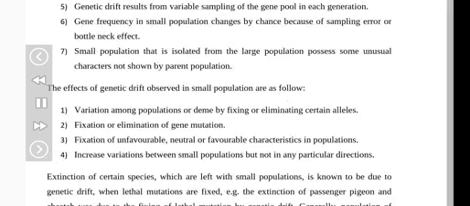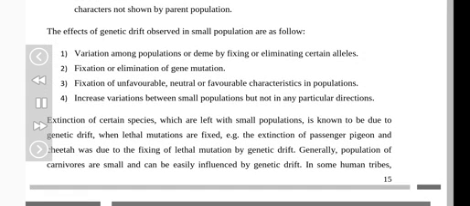The effects of genetic drift observed in small populations are as follows. 1. Variations among populations are determined by fixing or eliminating certain alleles. 2. Fixation or elimination of gene mutation. 3. Fixation of unfavorable, neutral or favorable characteristics in populations. 4. Increased variations between small populations but not in any particular direction.